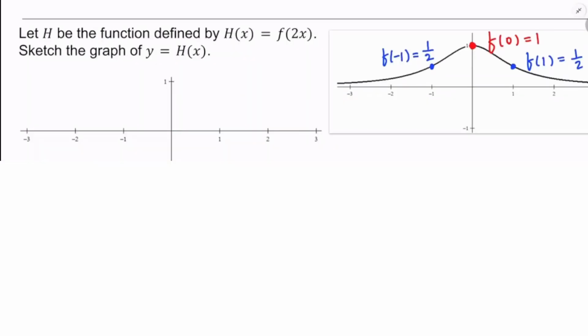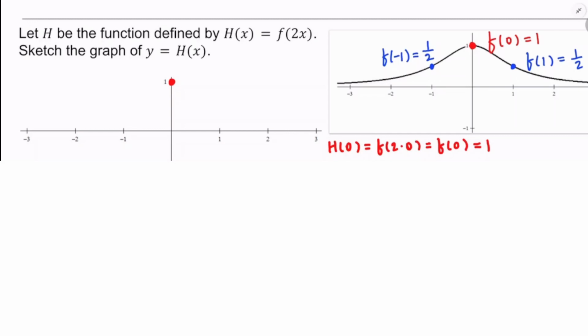All right, so I brought this over with us for us to refer back to when we think about h of x. Okay, so I'm going to start with h of 0. Well, h of 0 is going to equal f of 2 times 0. And that's just 2 times 0 is 0, so that's equal to f of 0, which we already knew on the graph was equal to 1. Okay, so that point's going to be unchanged at 0, 1.